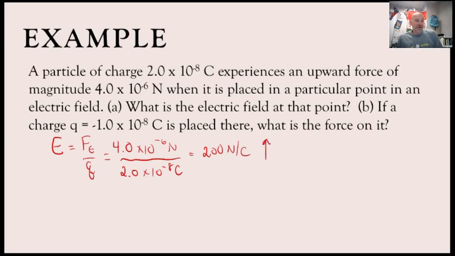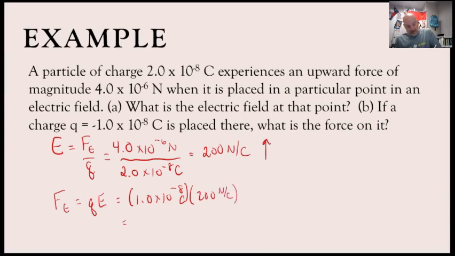Now for part B, if a charge of negative 1.0 times 10 to the negative 8 coulombs is placed there, what is the force on it? We just do the algebra and use the equation F equals QE, going backwards. So we do 1.0 times 10 to the negative 8 coulombs times 200 newtons per coulomb, and we get a force of 2.0 times 10 to the negative 6 newtons. This one would have a downward force because we know the E field at that point is up, but because this is a negative charge, the force goes opposite.